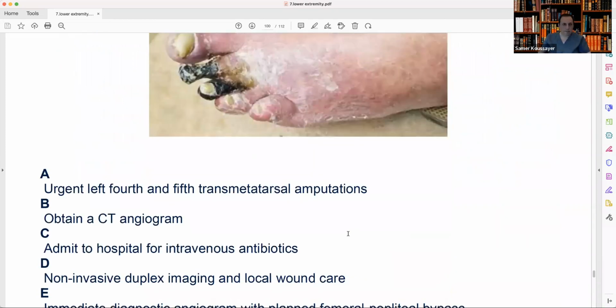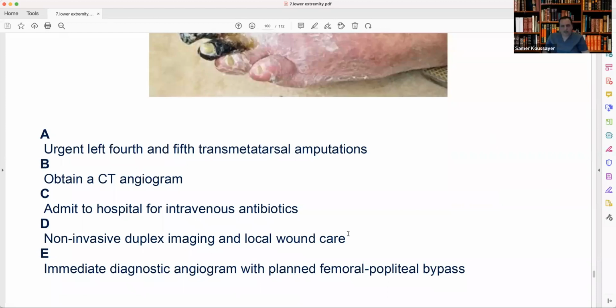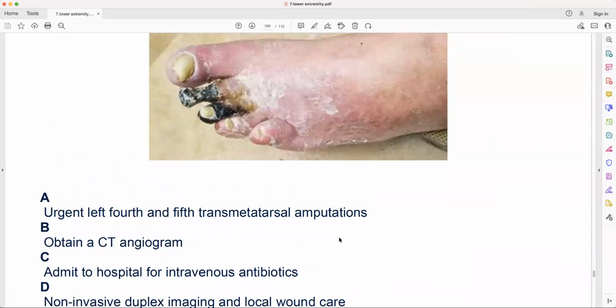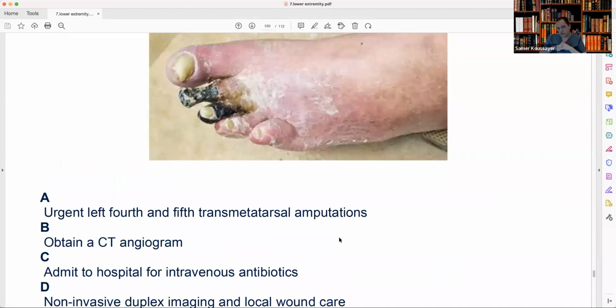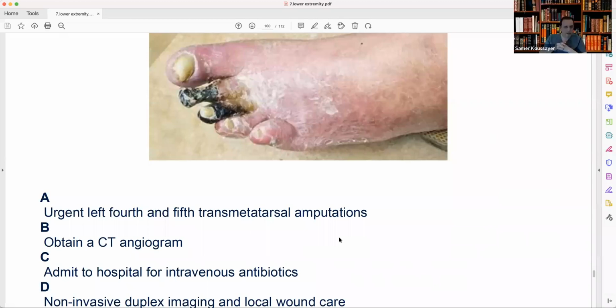Okay, let's start with the first one. Option A, urgent left fourth and fifth transmetatarsal amputation. I don't think so. Why not? Because you didn't fix his circulation, right? So just doing an amputation will not be enough, right? And it's not like a wet gangrene needing an urgent operation; it's not too bad, it looks more like dry gangrene. So it doesn't have to be like that. Okay, so let's get the next one.